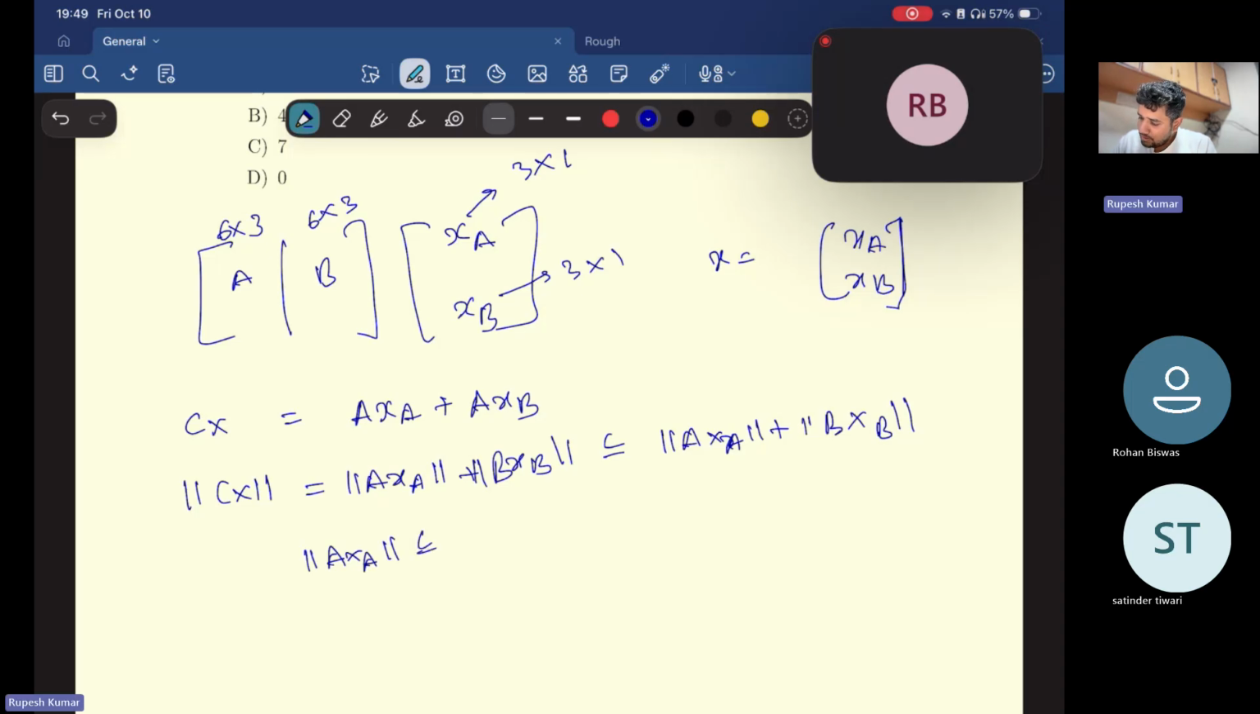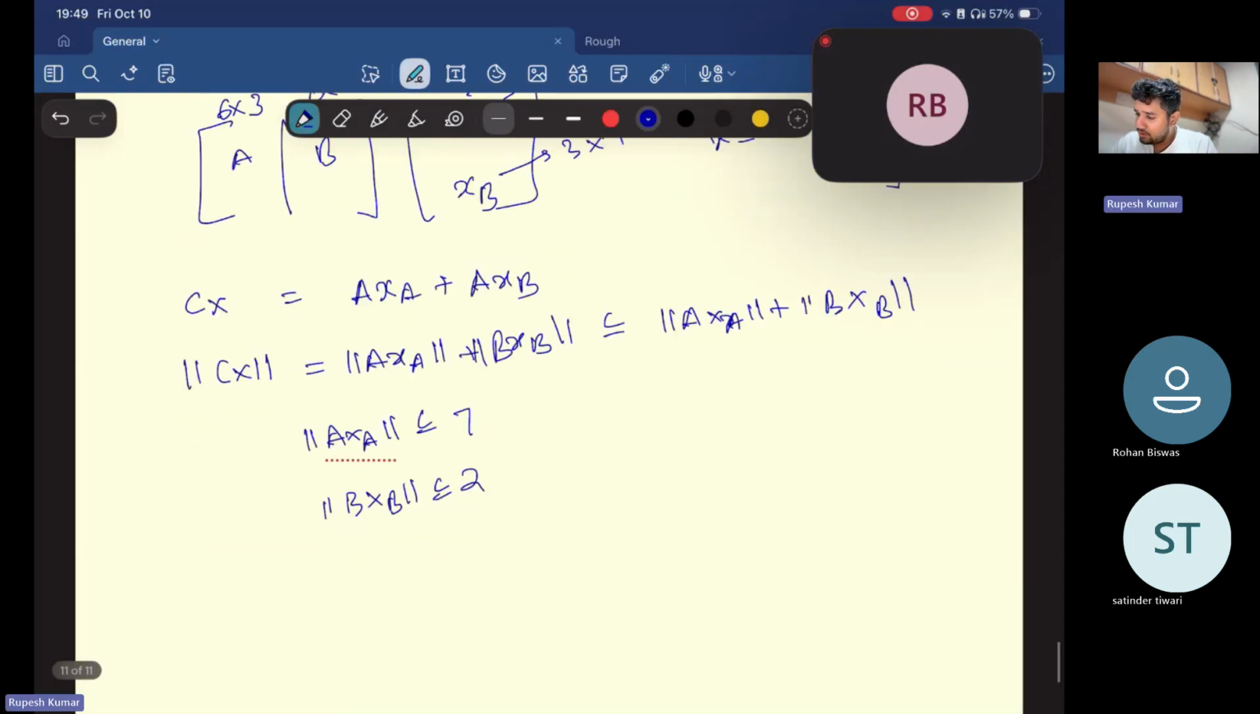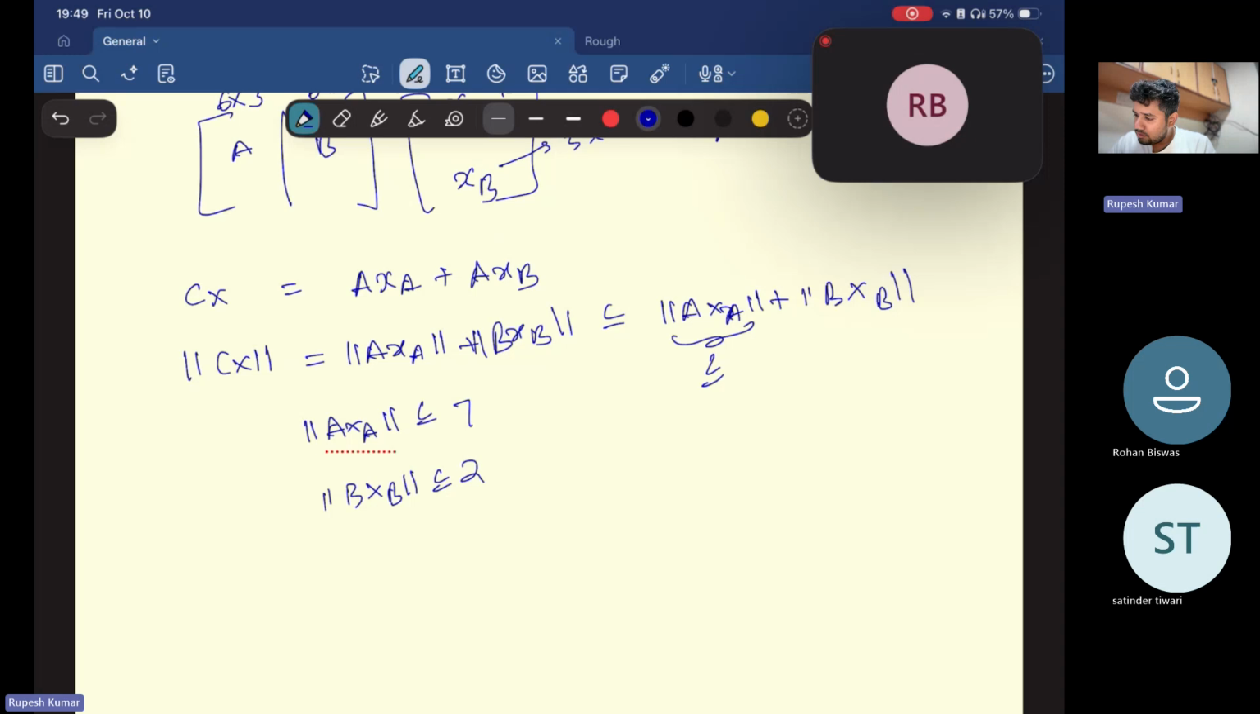You know that norm of AXA is less than or equal to 7, right? Again, norm of BXB is less than or equal to 2. Now, can we use this inequality here? So this quantity is less than or equal to 7, and this quantity is less than or equal to 2, right?